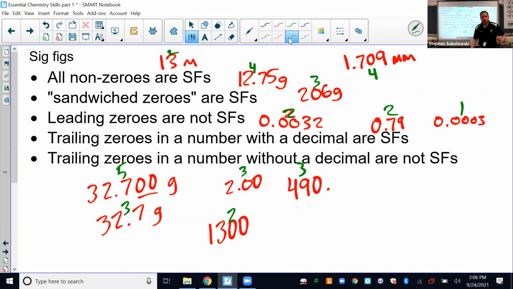Now, what if you say, oh, Mr. Sobolewski, I actually counted, I looked at the roster. No, there are exactly 1,300 students. How would you reflect that? Well, if you know it's 1,300 to the nearest one, put a point there, and boom, there's your 4 sig figs.